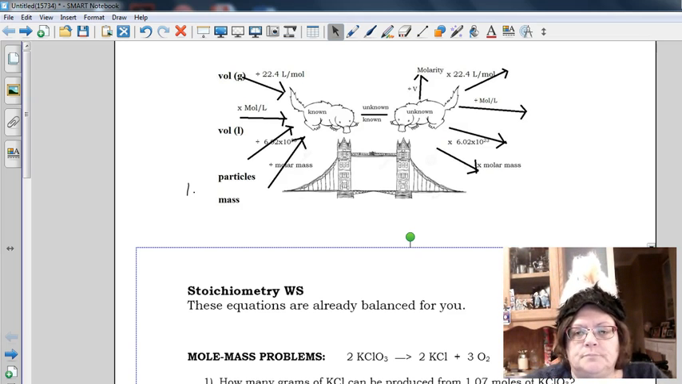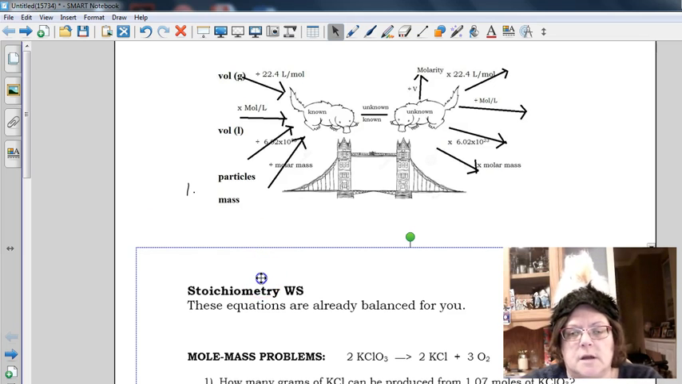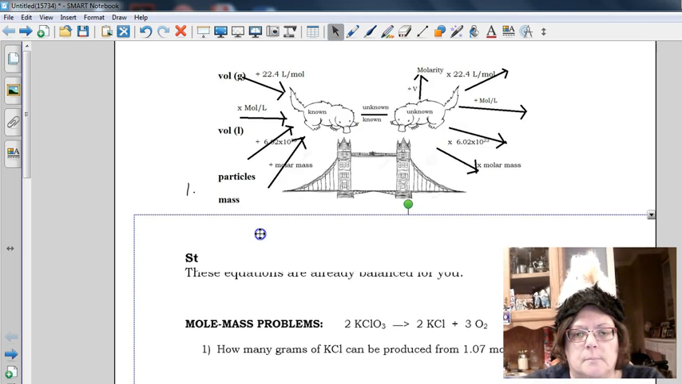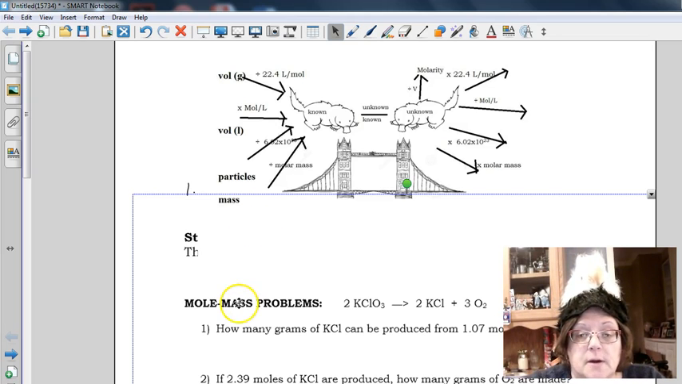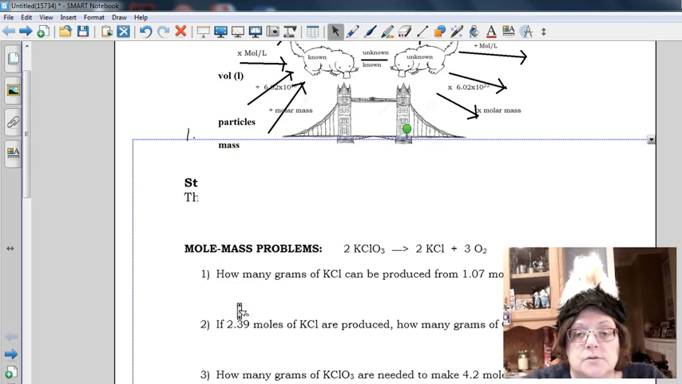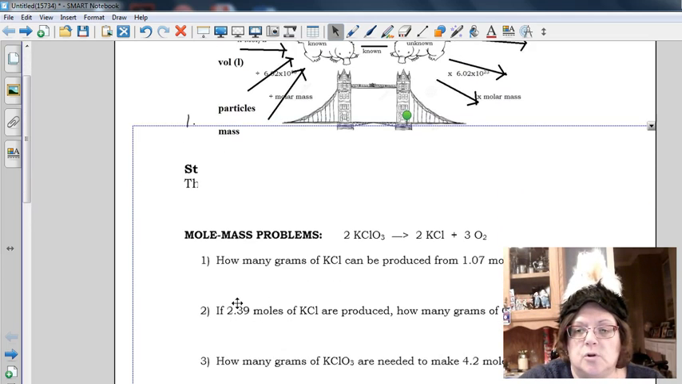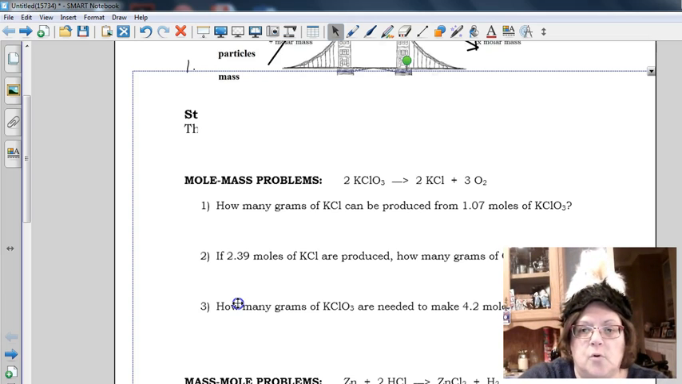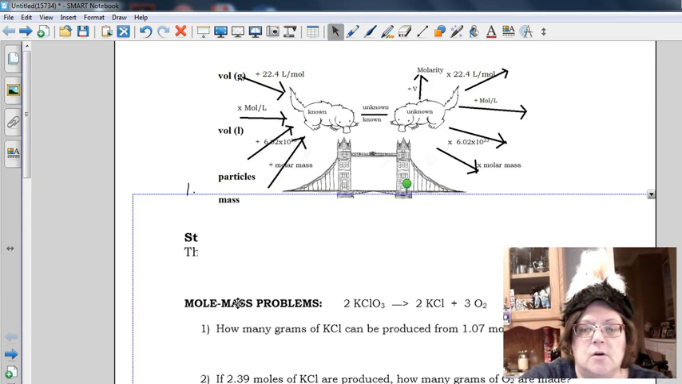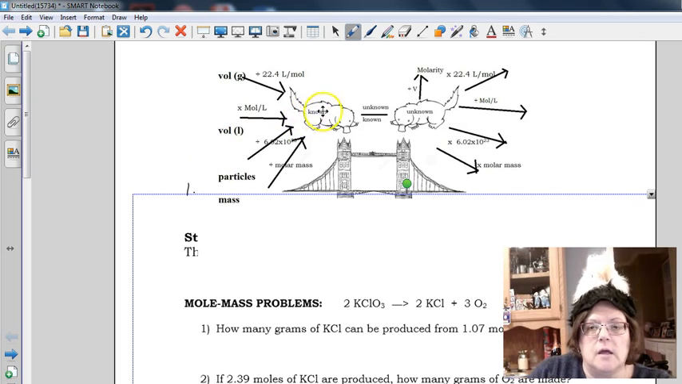Here we go. We have a mole map. It's not a perfect mole map. It's got a lot of stuff on it we haven't talked about yet, but we'll make it work. So, what we're solving for here is grams of potassium chloride, and we're starting with potassium chlorate. I'm starting with moles, so my known is right here, and I already know the moles. So what do I do next?